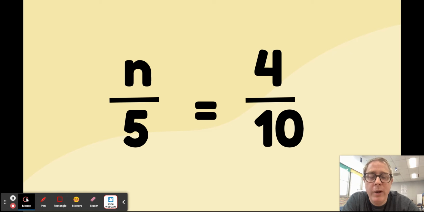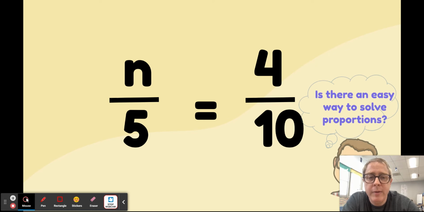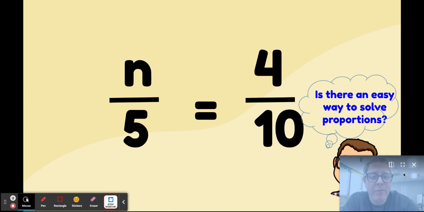So you'll be given the equation n over 5 equals 4 over 10, and you'll have to figure out, well, what goes in place of n to make that equation true, to make that a true proportion where the two ratios are equivalent. Okay, so this one, maybe you can do this one in your head. They're going to get harder, though. You probably are wondering, is there an easy way to solve proportions?